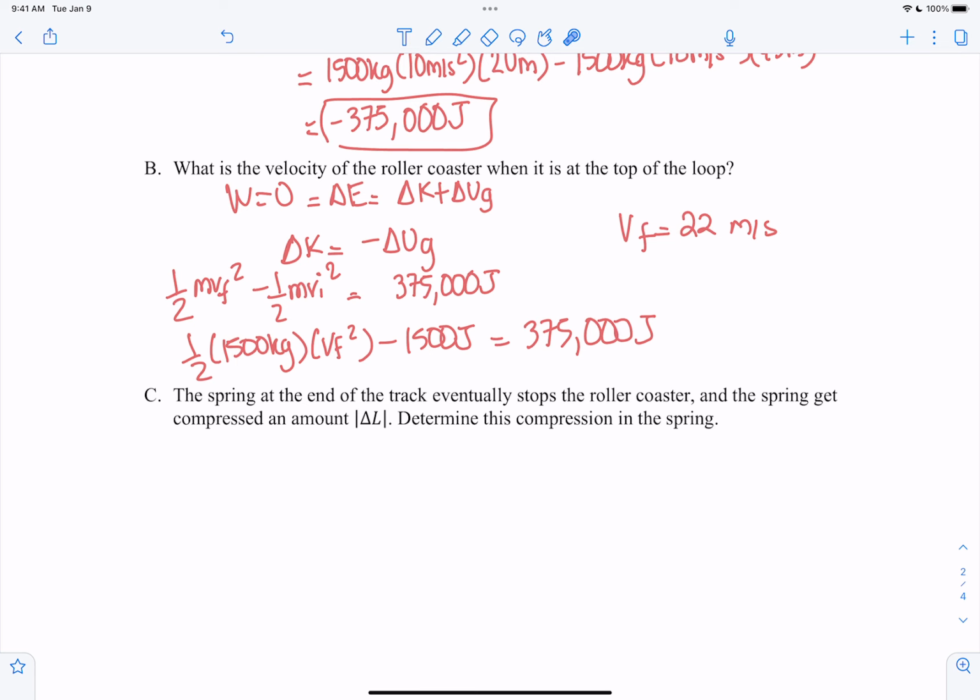But yeah, VF should be around 22 meters per second. I don't know what I was doing there where I messed up the signs at the beginning. Apologize for that.